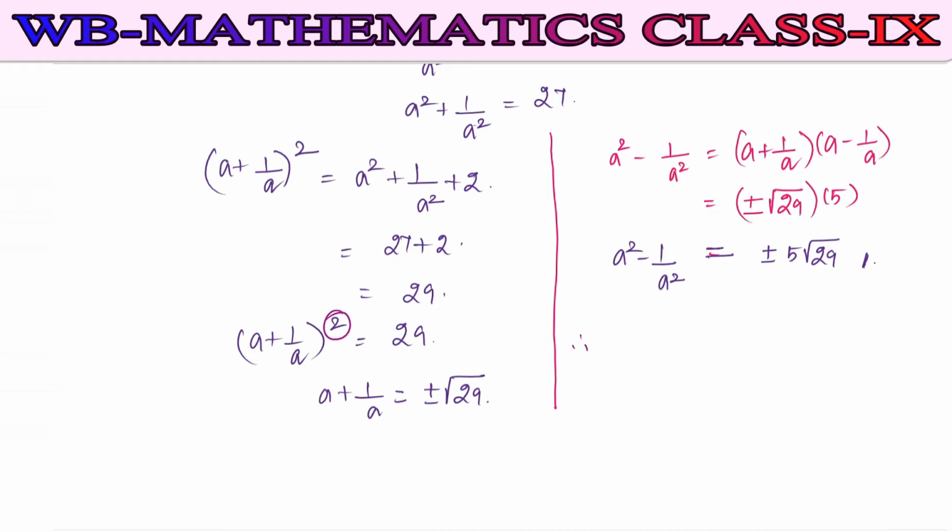Therefore, the first question a minus 1 by a is equal to 5 we got. The second sub question a plus 1 by a is equal to plus or minus root 29. The third one a square minus 1 by a square is equal to plus or minus 5 root 29. So we found all the three sub answers. Okay, now we'll move to the next one.